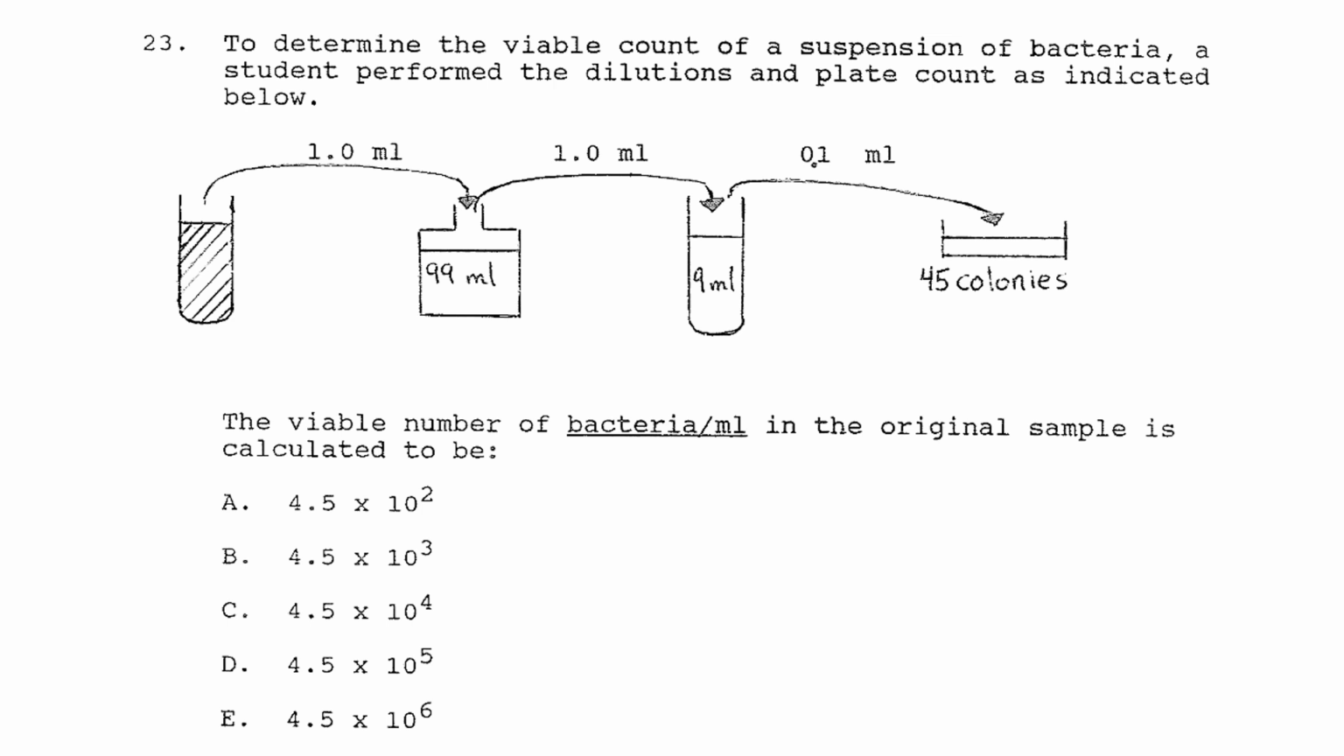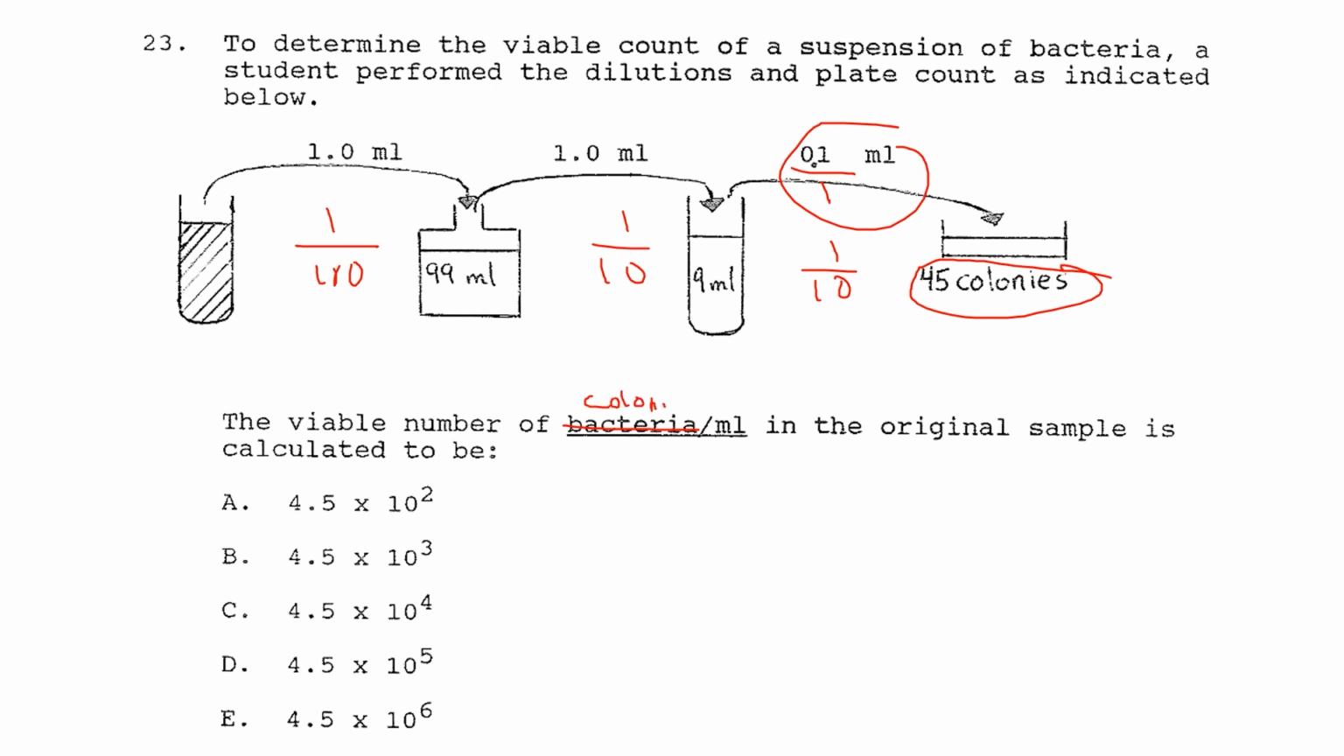Getting close to being done. Okay, so this is pretty simple. So this is 1/100, 1/10, and then remember that this is out of 1, so this is actually 1/10. So we want to calculate the bacteria per mil, or colonies per mil. This should actually say colonies, because 1 colony does not equal 1 bacterium. But okay, so let's see.